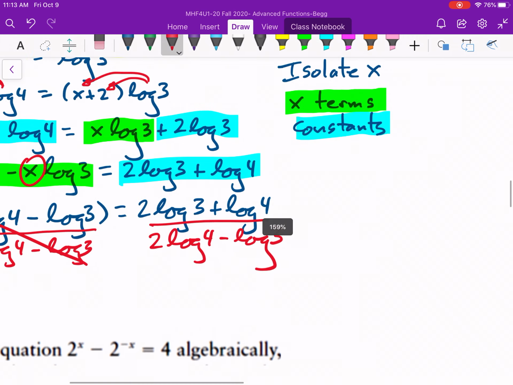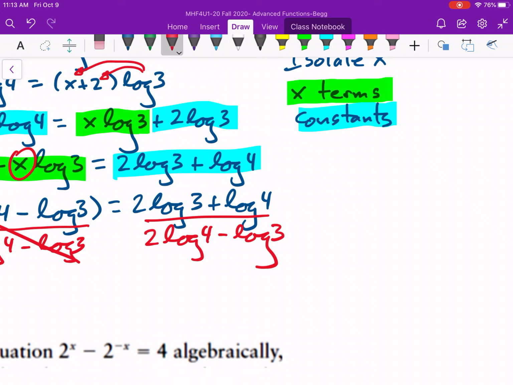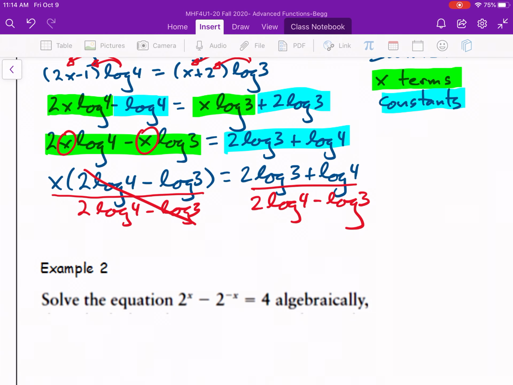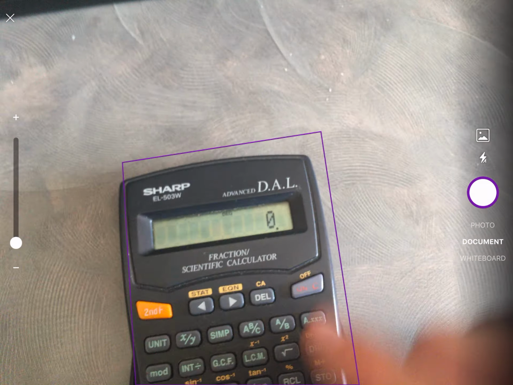So this is what goes into the calculator. 2 times log 3 plus log 4, divided by 2 log 4 minus log 3. Now, I'm not a big fan of the calculator on my iPad. For some simple things, it's okay, but I'm going to actually use my other calculator, my real scientific calculator, because I'm more comfortable with that. But I'll show you what I'm doing. So let me just turn on the camera so I can show you as I type it in.